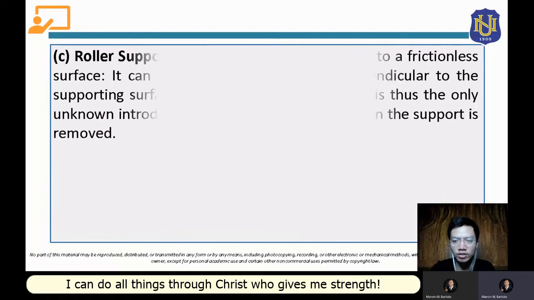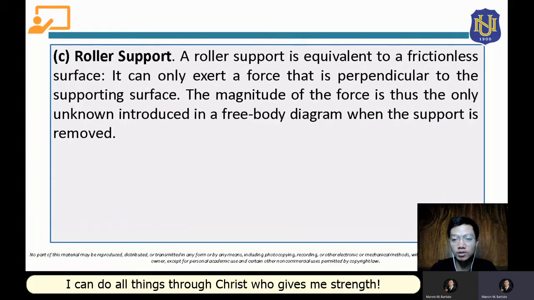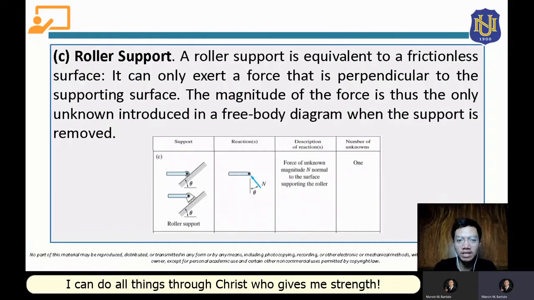The third support that we're going to talk about is a roller support. A roller support is equivalent to a frictionless surface. It can only exert a force that is perpendicular to the supporting surface. The magnitude of the force is thus the only unknown introduced in a free body diagram when the support is removed. So let's say we have here this body and it is supported by this roller.